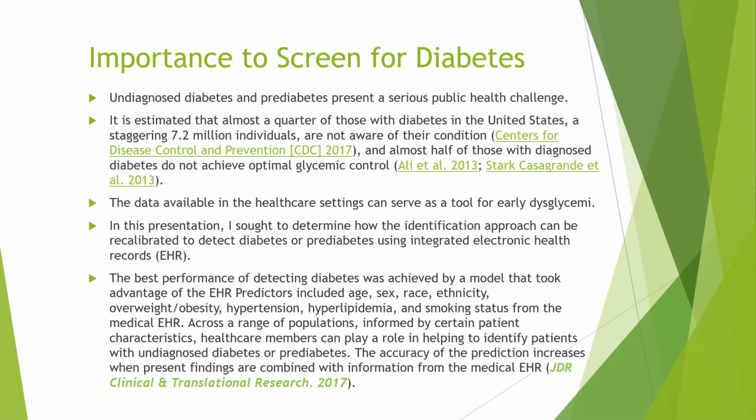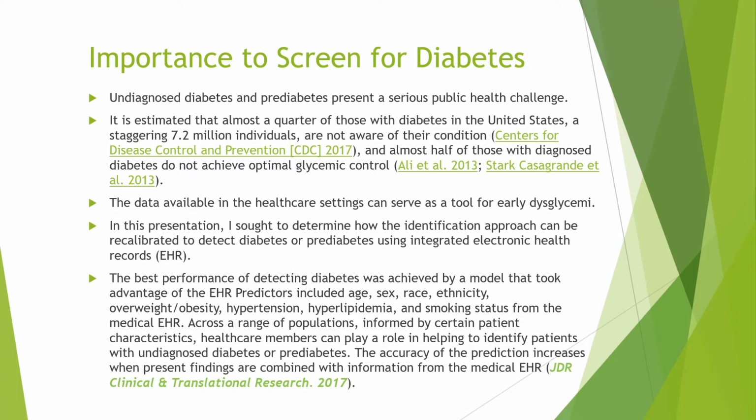88% of those with prediabetes remain undiagnosed. It is estimated that almost a quarter of those with diabetes in the United States, a staggering 7.2 million individuals, are not aware of the condition, and almost half of those with diagnosed diabetes do not achieve optimal glycemic control. The data available in the healthcare settings can serve as a tool for early detection.